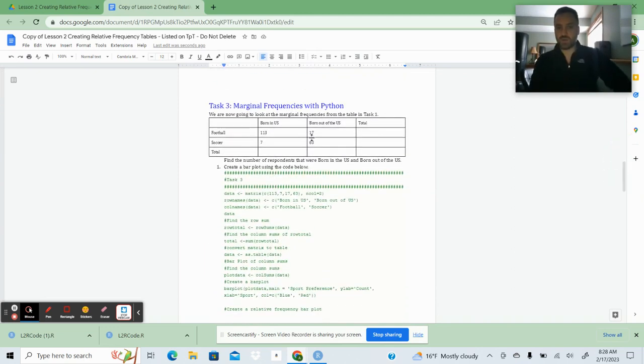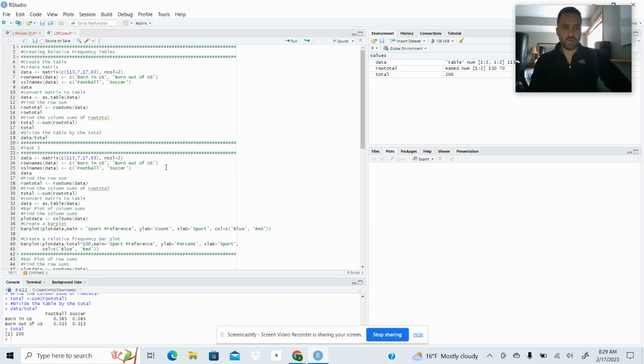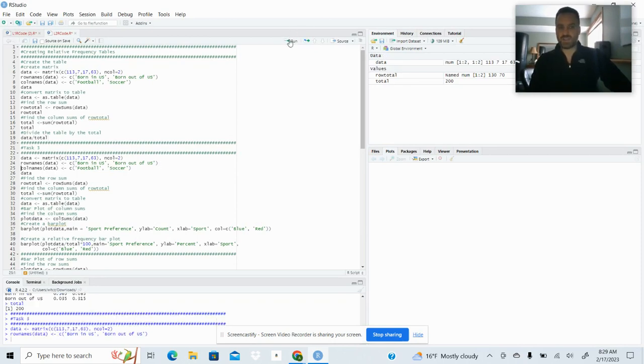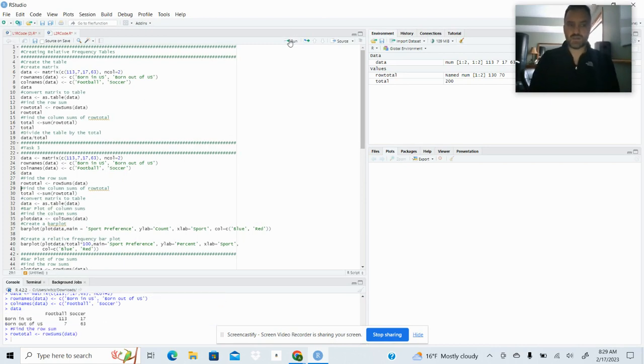So now what we're going to do is look at these marginal frequencies, and we're going to make a bar plot of that data. A table is a nice way, but we can do a bar plot of how many people like football and the other, and then born in the US, born outside of the US, and make a bar graph of that. So what we're going to do is put in my data again. It's really already in there, so doing this is redundant.